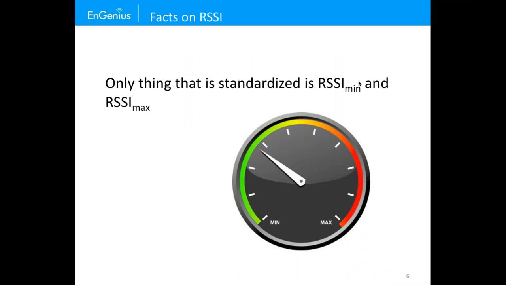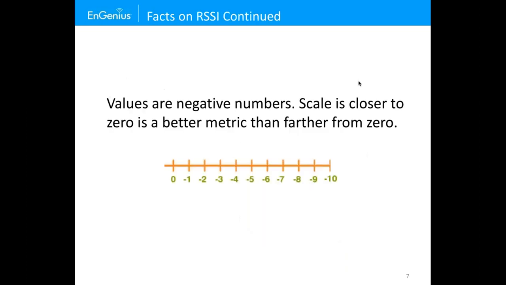So one thing to note about RSSI is that the only thing that's standardized in it, according to the IEEE standard, is the scale, which is min and max. So there has to be a minimum and there has to be a maximum, but in between the values of the scale, that's left up to vendor interpretation, which later on in the presentation, we'll let you know why that is a bad thing. Okay, how do you read the RSSI is based upon the scale of negative numbers. So closer to 0 is stronger and further away from 0 is weaker. For example, negative 30 RSSI is a much stronger signal than negative 80 RSSI.